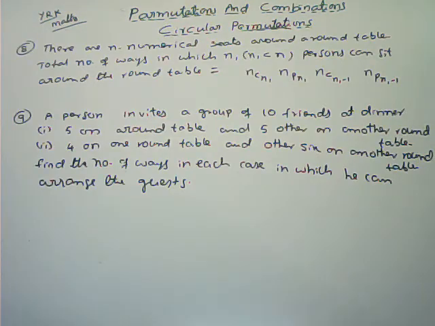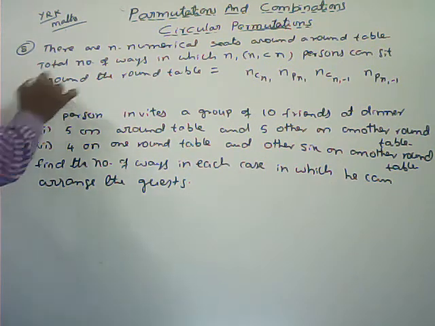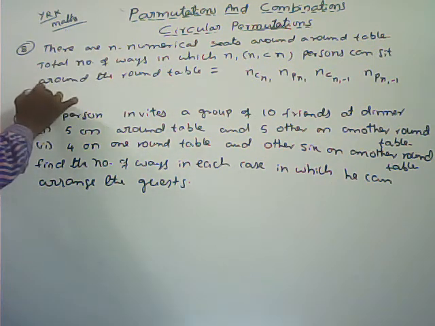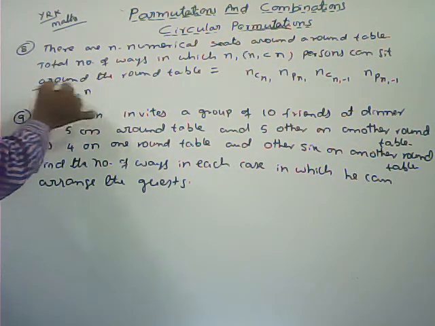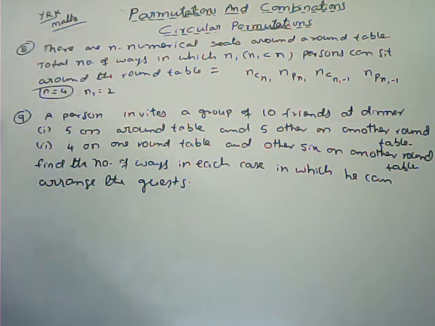Here, next, the eighth one. There are n numbered seats around a round table. Total number of ways in which n1 persons can sit around the round table. Here n1 is less than n. So this type of problems, better to take some values only. Here total number of n numbered seats are there. N, I am taking 4, and n1 always less than n, I am taking 2.